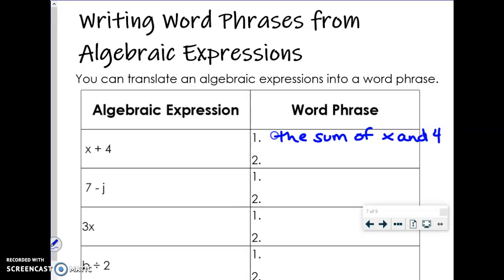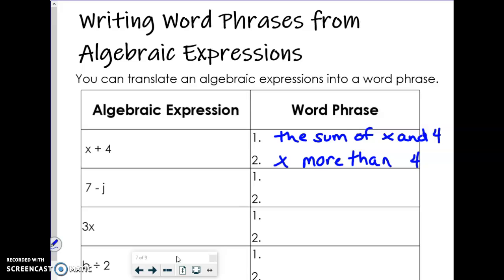Maybe we have another way that we could write that out. Maybe another word from our word bank that means addition. Yeah, x more than 4. Excellent.